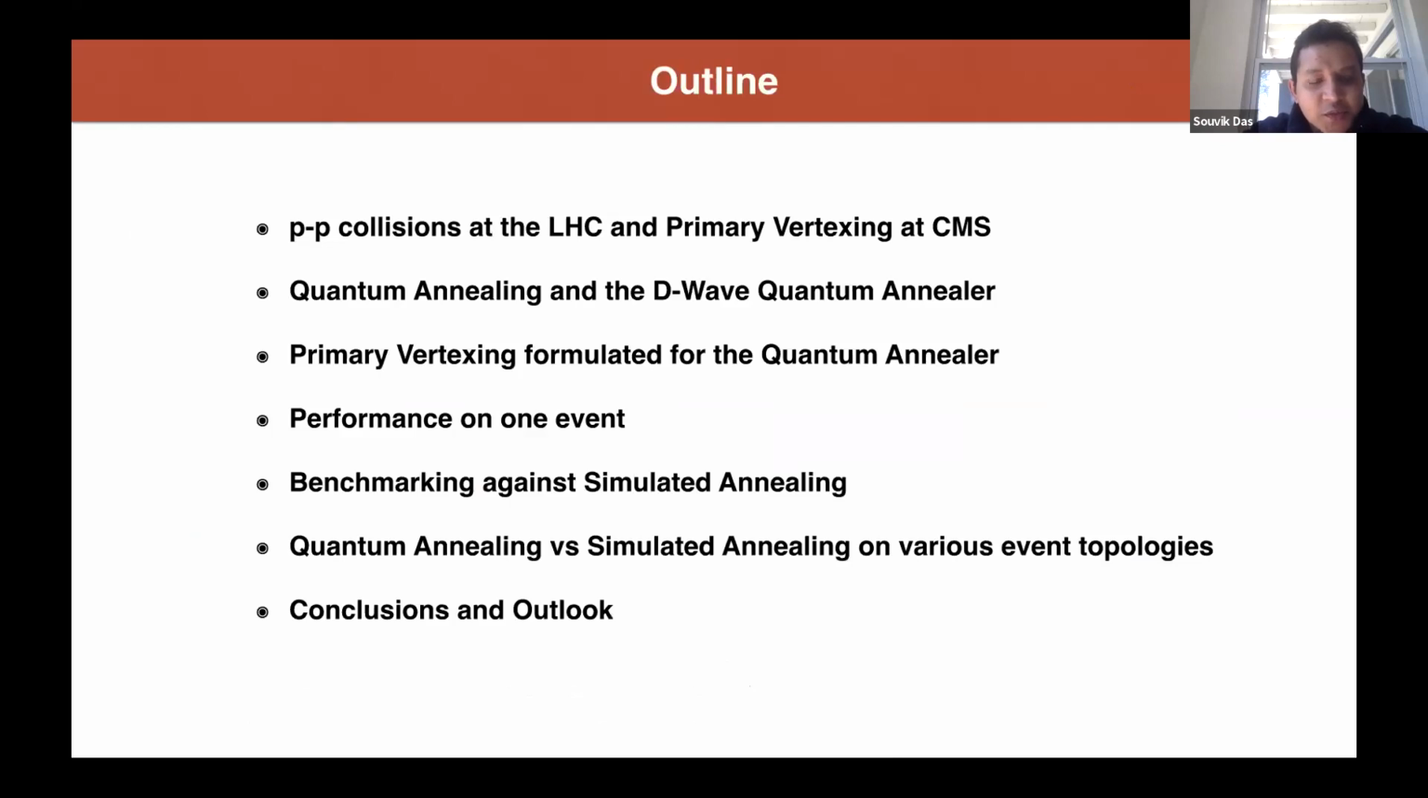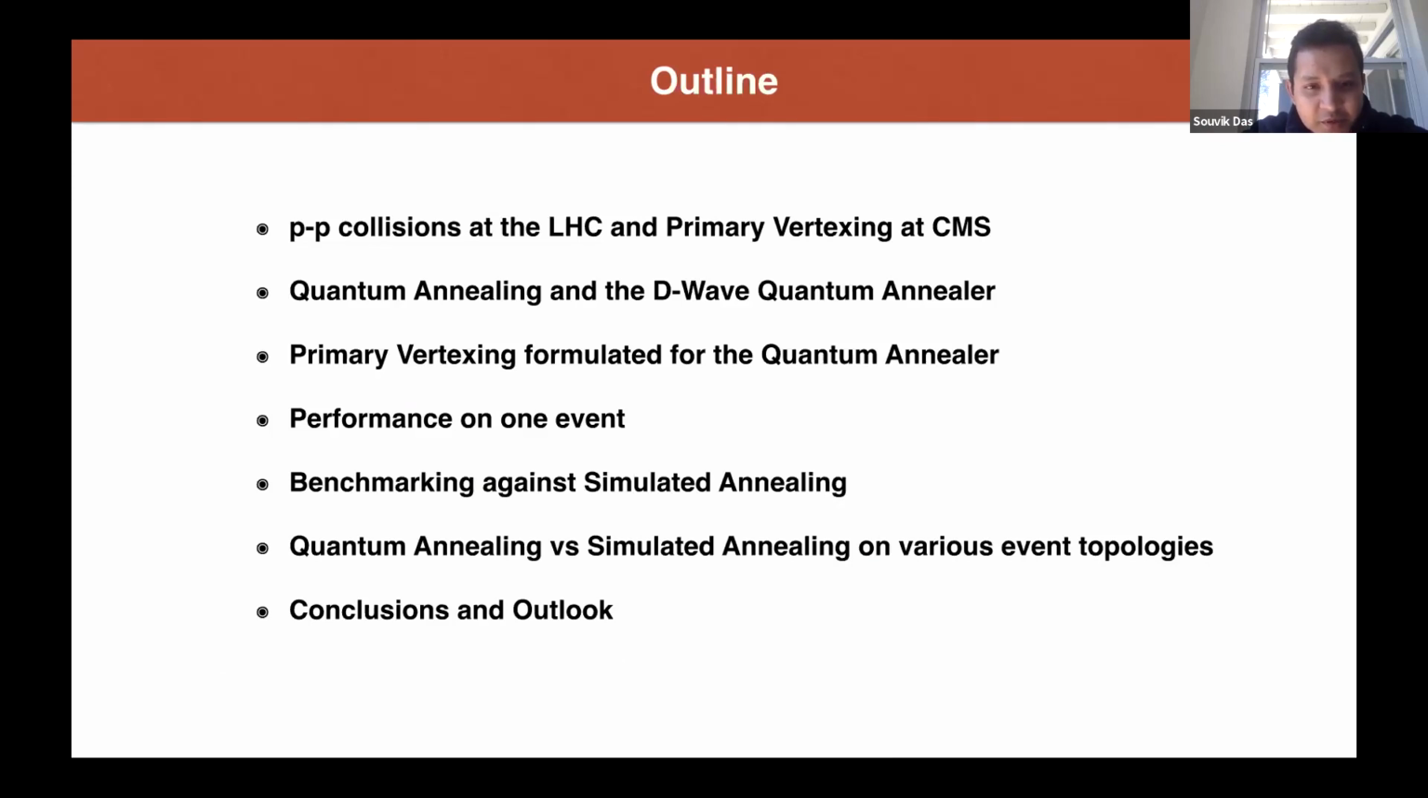Okay, a quick outline of the talk. We're going to discuss what proton-proton collisions at the LHC are and what we do when we say primary vertexing at CMS. There was already a session in the morning that dealt with primary vertexing, so we're probably familiar with it, but since this is an independent talk, I will introduce it. I will introduce quantum annealing itself, the theory, and the hardware that is available with the D-Wave company in Canada.